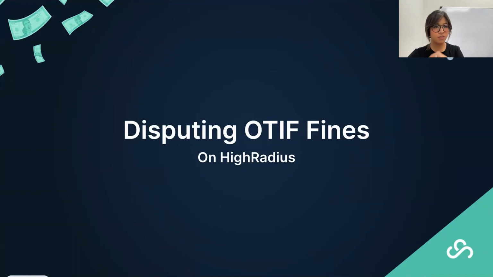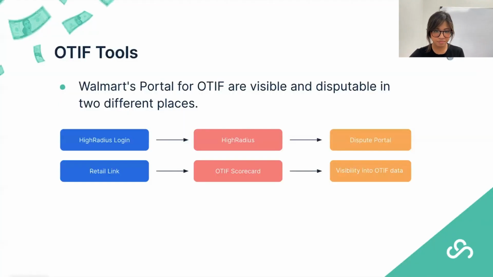So again, friendly reminder, HighRadius is a third-party application. So you do have to go and get access to this. You have to request an account. And then once you get that account, you'll be able to see your OTIF fines, your SWEP fines, and your collect pickup program fines, all within HighRadius. So just so you know, if you don't have access to that today, it will not be on Retail Link. It'll be through another third-party application altogether.